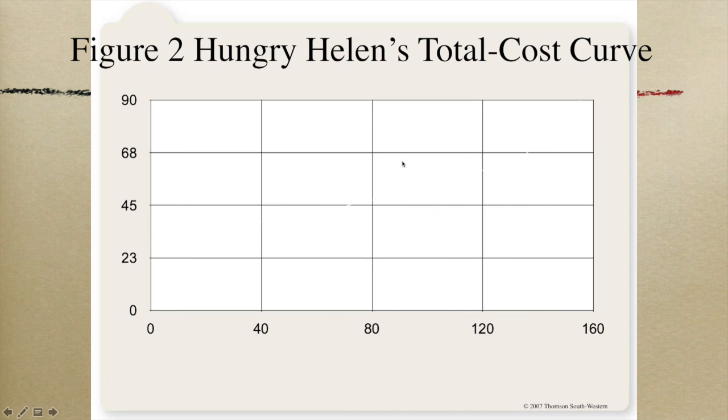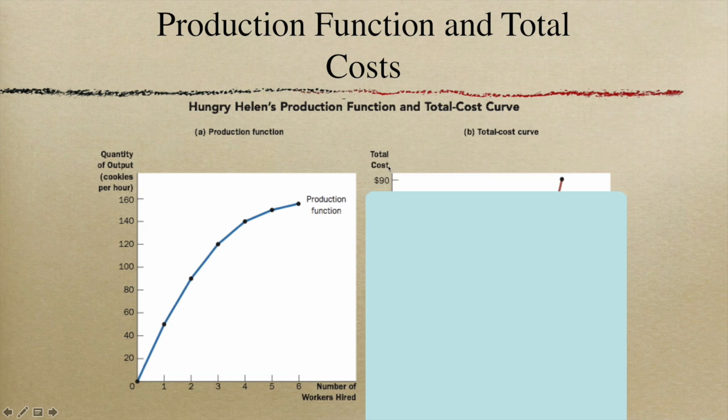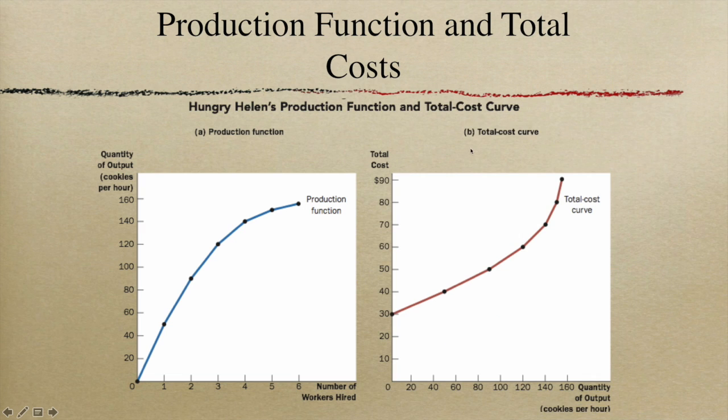Now, my total cost curve is going to look a little bit different. My total cost curve is going to increase at an increasing rate. So it goes up slowly, slowly, slowly, and the more I produce, the more quickly my total costs of production actually increase. And if I look at my production function and my total cost curve, I can see that they're inverse of one another. They're mirror images. So this is increasing at a decreasing rate. This is increasing at an increasing rate.